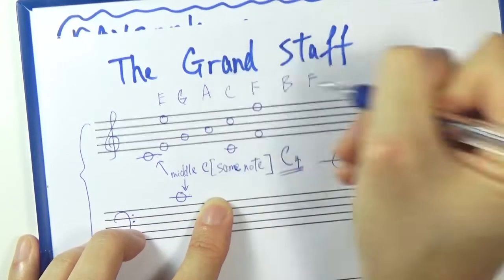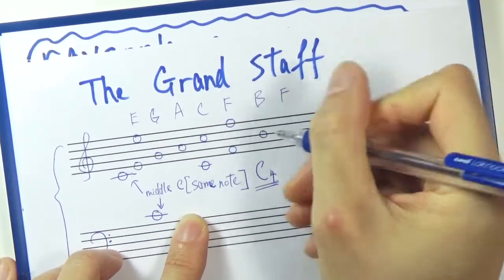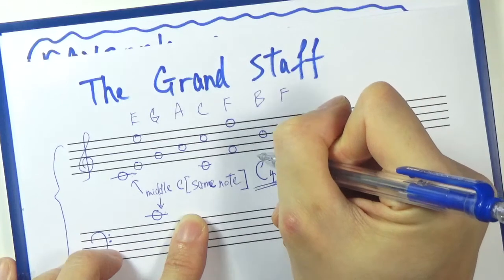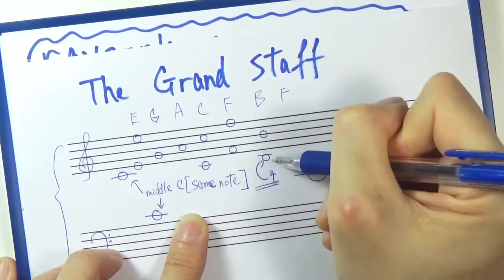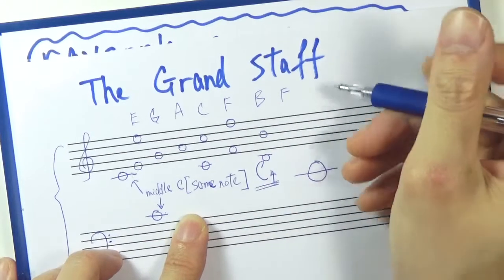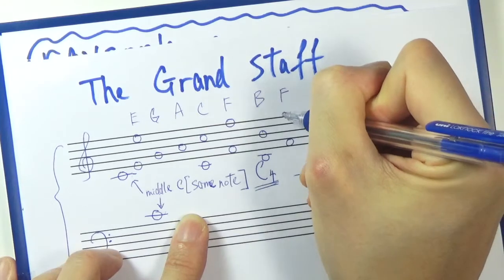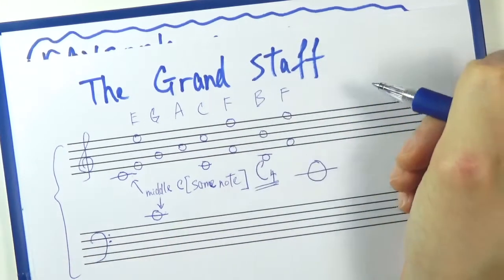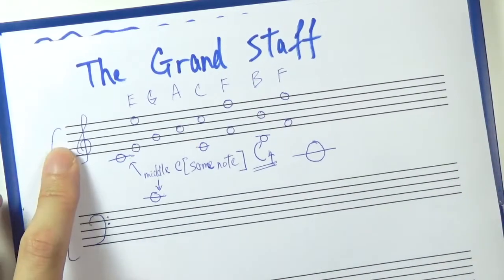F note, there's an F here. Another F here. B, there's a B here. And since we just learned about the middle C, there's another B here. Alright? So B and the middle C. Alright? F, another F. Alright, so that's our exercise on the treble clef.